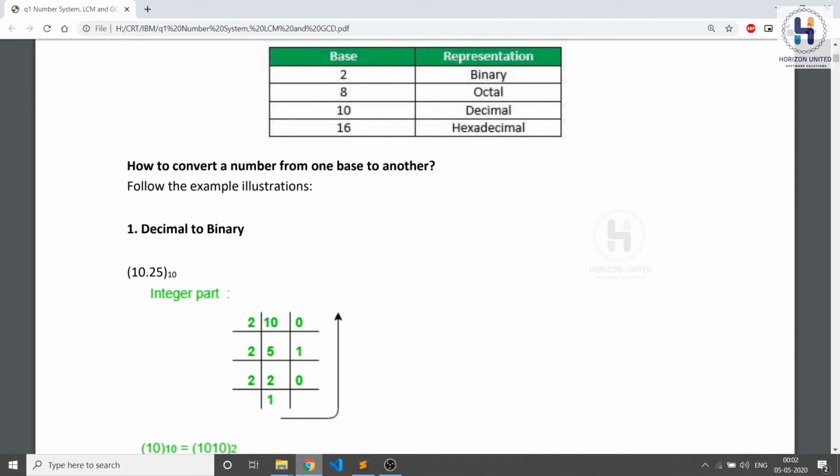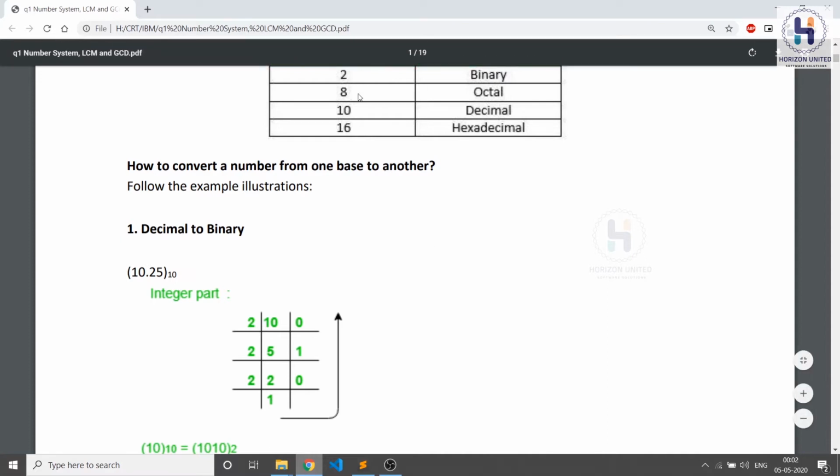These are the basic number systems we make use of. There are 4 different types of representation that we have to majorly consider: binary, octal, decimal and hexadecimal. The base values of these representations are: binary, the base value is 2; octal, the base value will be 8; if it is decimal, the base value is 10; and if it is hexadecimal, the base value will be 16.